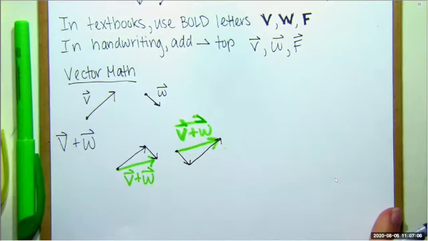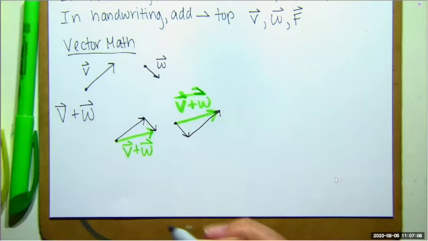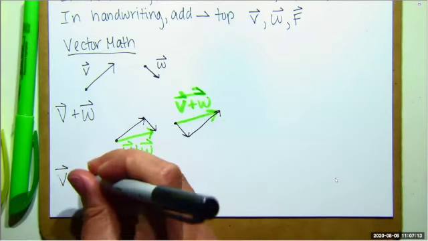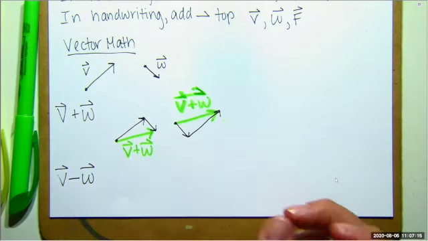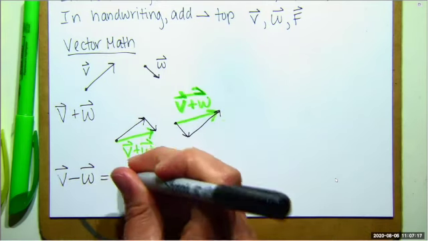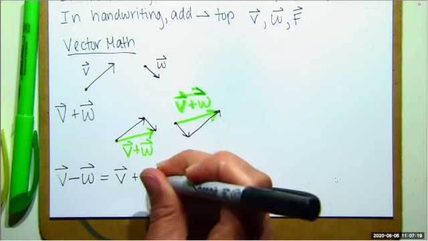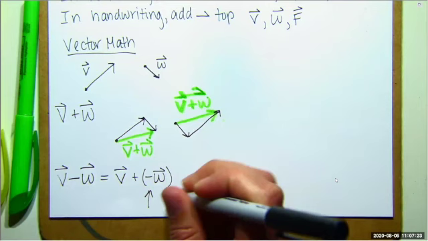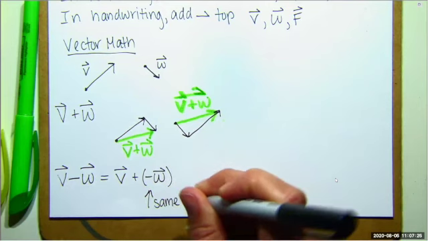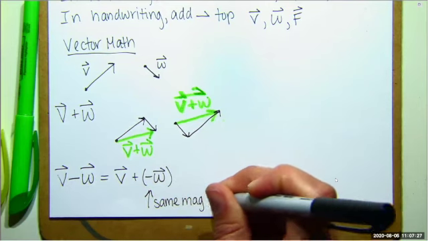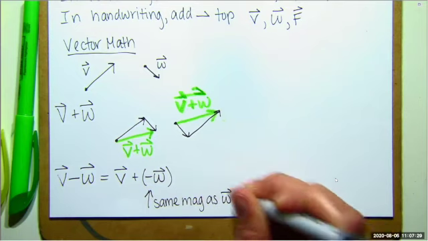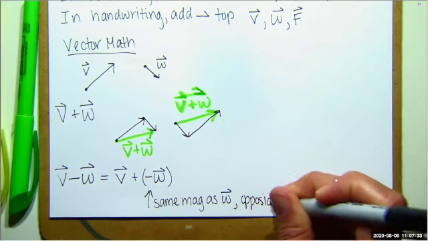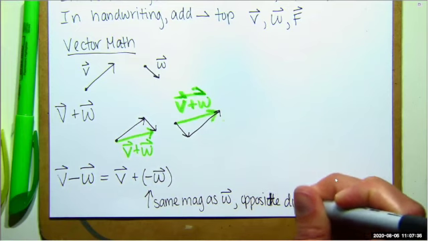Okay, if we want to subtract vectors, we could do it in a similar manner. So let's say we want to do V minus W. What we're going to do is take V and we're going to add it to negative W. So negative W has the same magnitude as W, but the opposite direction.